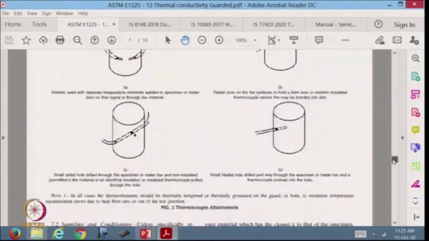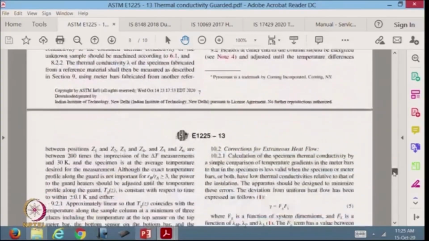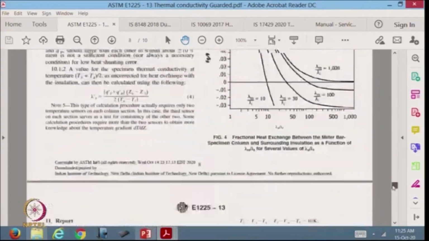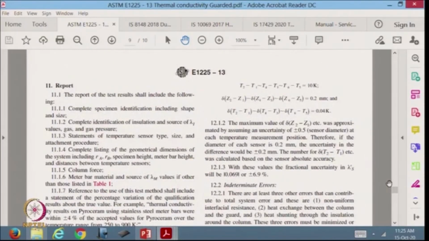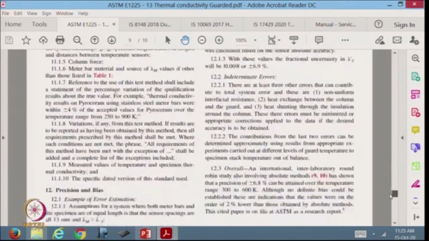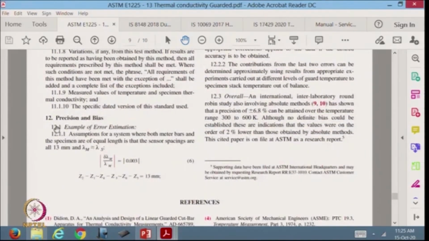Like this, there are several things given, and finally, in the end, it tells us how to compute the errors. So, here it is the report, how to make the report, and finally, in the next section it says precision and bias. This is a slightly different terminology from what we will be using.